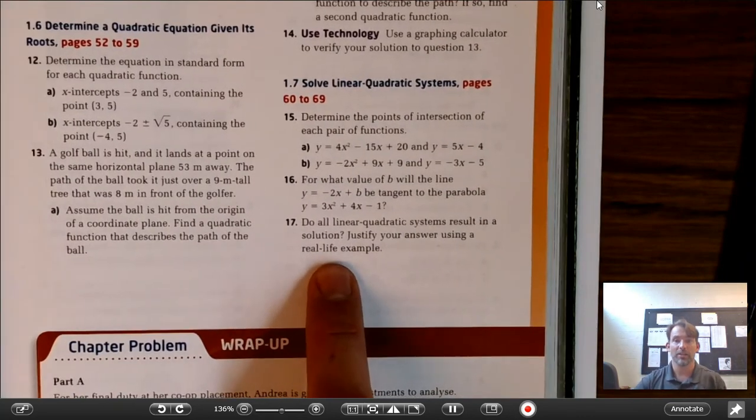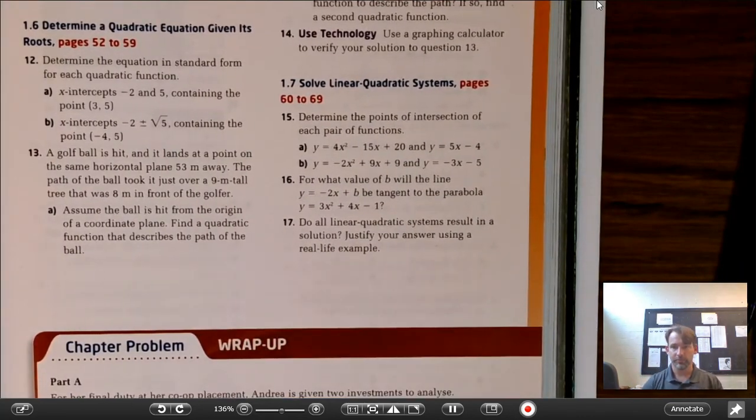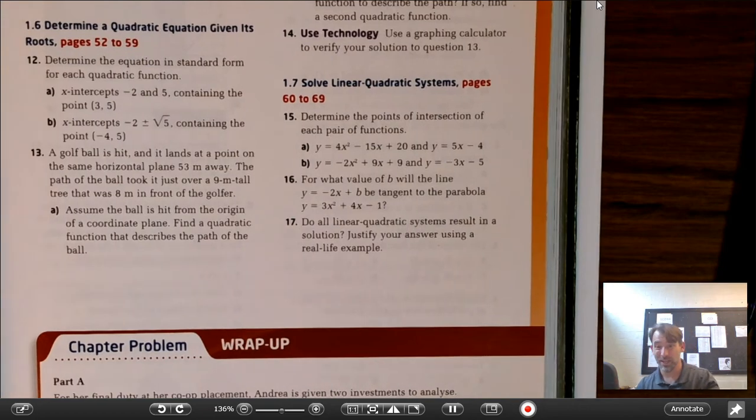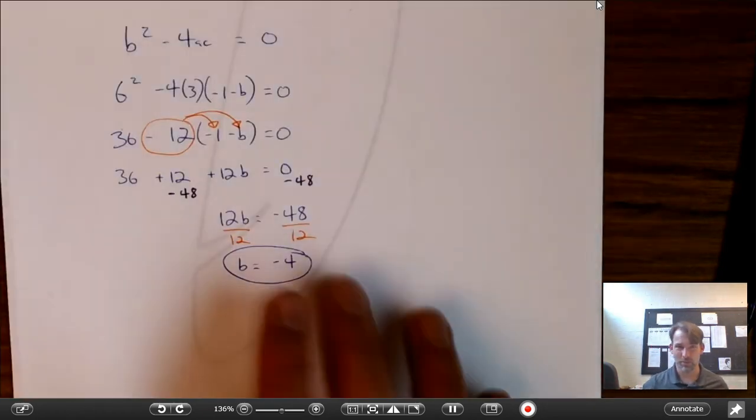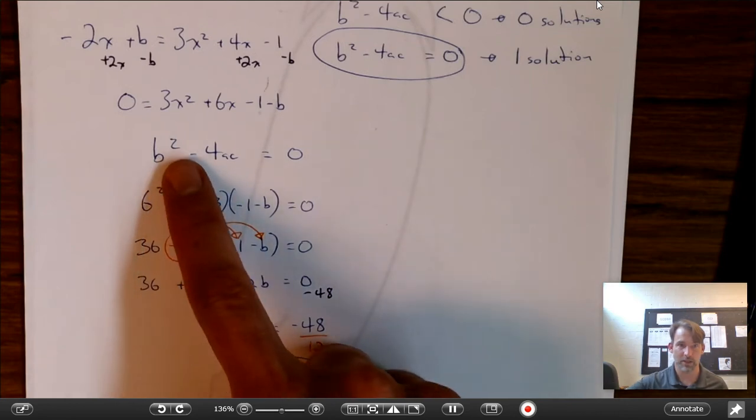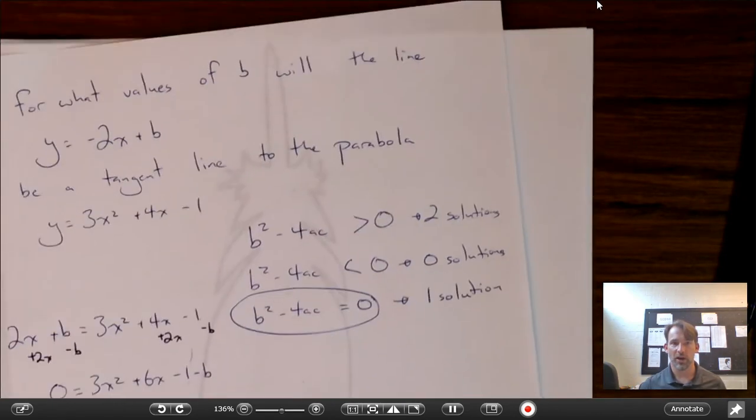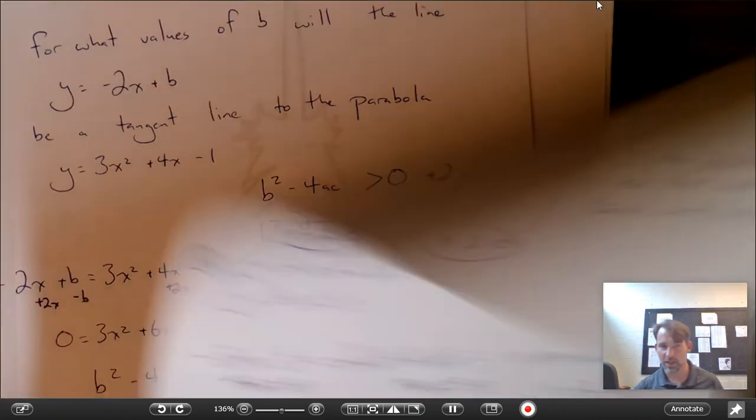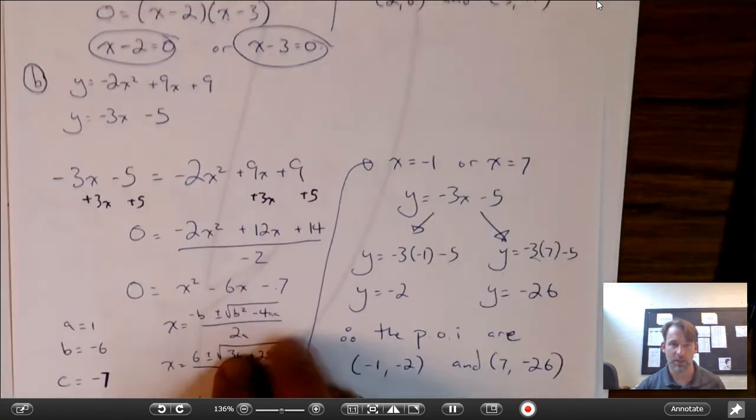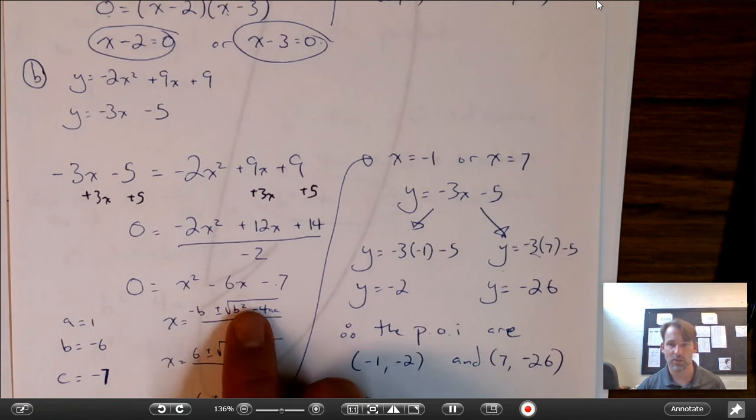The last question: Do all linear quadratic systems result in a solution? No, they don't. Sometimes there's zero solutions. We get that when the discriminant is less than 0, because we can't take the square root of a negative number. This discriminant here, b squared minus 4ac, okay? When it's less than 0, that would mean that your quadratic formula, and I have an example of the quadratic formula right here, we did it, that would be asking me to take the square root of a negative number, and we don't do that. Okay, we don't do square roots of negative numbers.